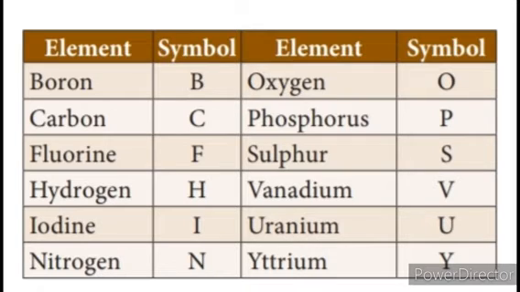The present system for determining symbols of the elements: for the most common elements, mainly non-metals, we use the first letter of their English name, because he used the alphabet. For example, boron, symbol is capital letter B, and oxygen, symbol is O. Carbon, symbol is capital letter C. Hydrogen, symbol is H. Nitrogen, symbol is capital N. Iodine, symbol is I.